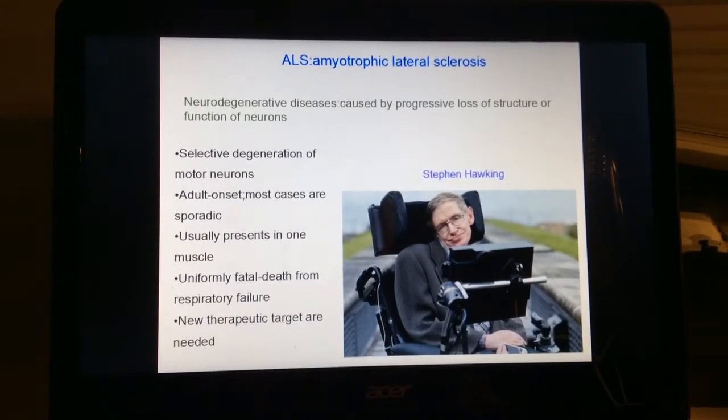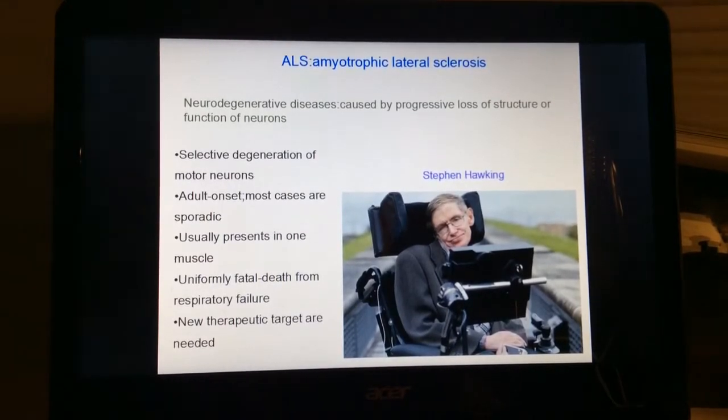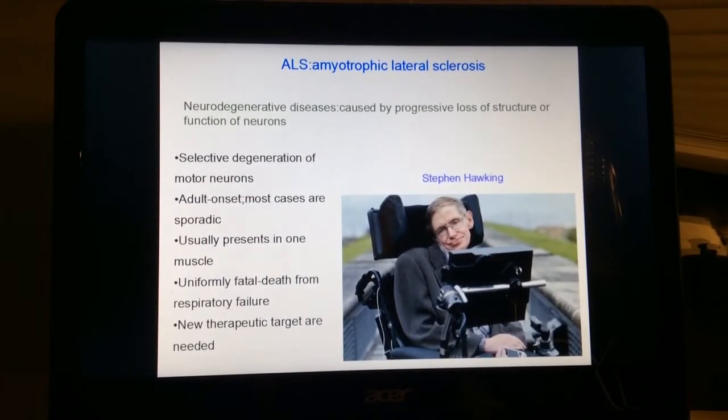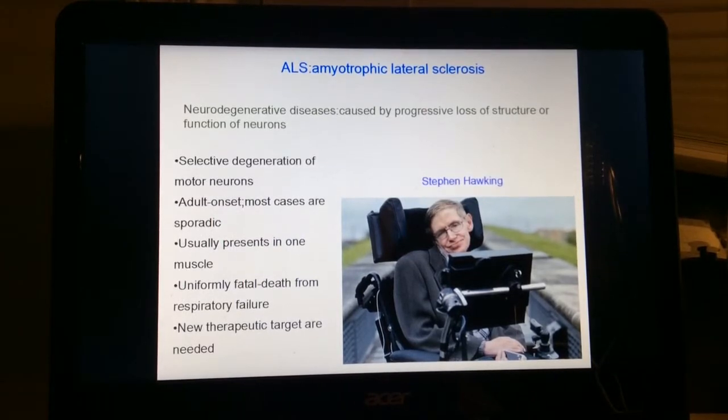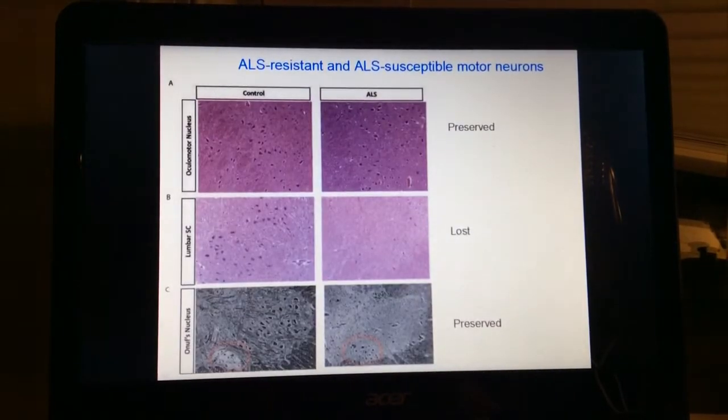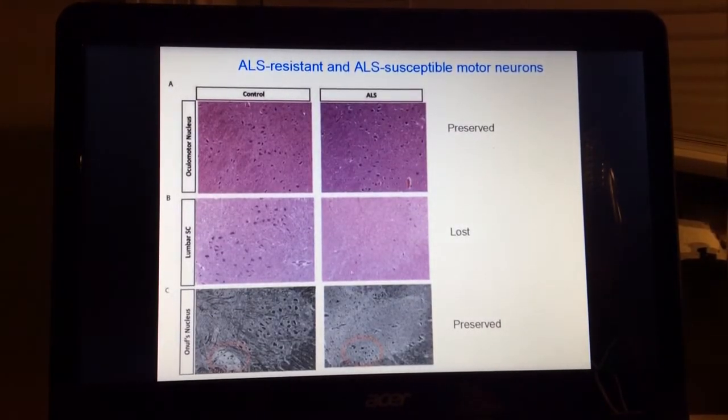It's more common in men than in women. The patient will have difficulty breathing and swallowing. There's definitely no cure, so new therapeutic targets are needed. Stephen Hawking is one of the famous people who suffered from ALS.